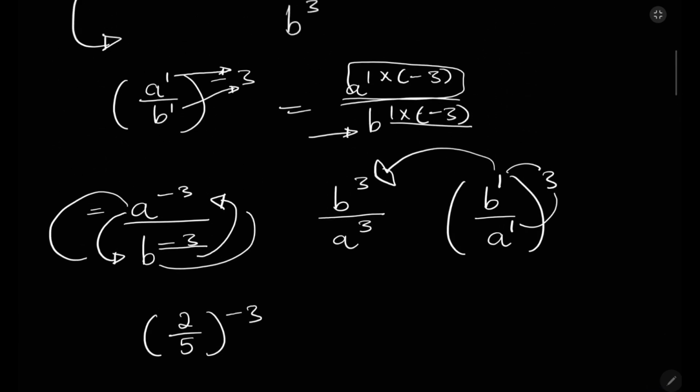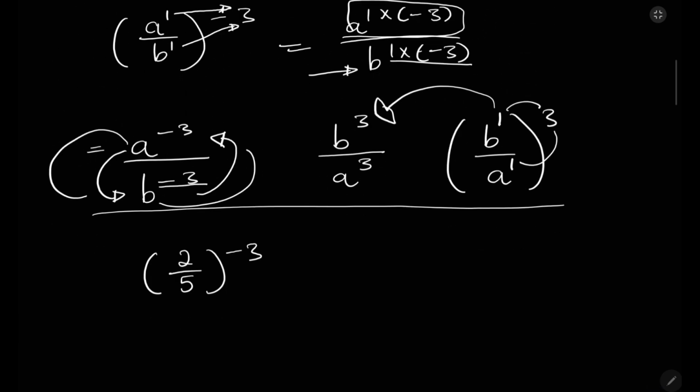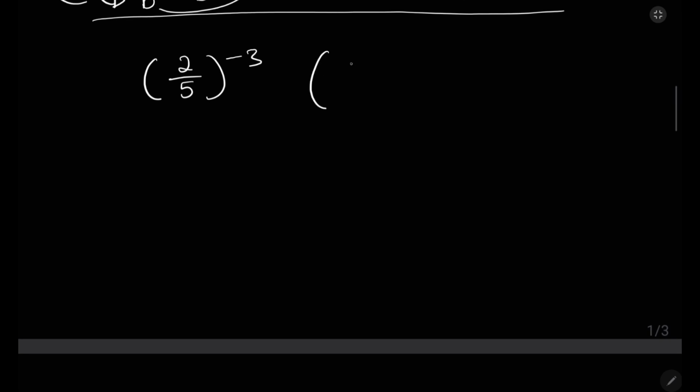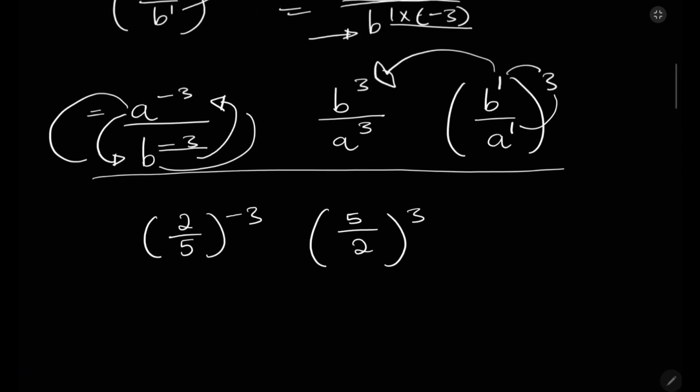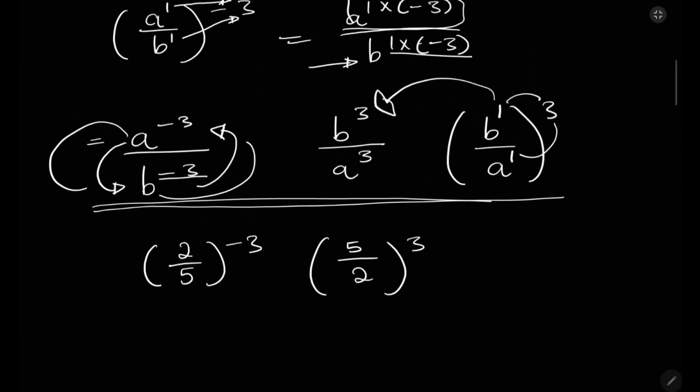Now what if you had, let's say, 2 over 5 to the power negative 3? How does this work? You can list all these steps, or you can just realize that you can write this as 5 over 2 to the power positive 3. And if you don't understand this, please just rewind and check out this example. You'll see that it takes you to 5 over 2 to the power positive 3. You just swap your numerator and your denominator, and this sign will change.